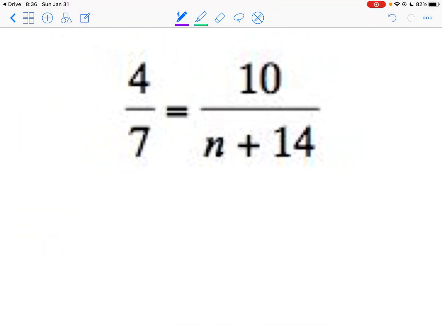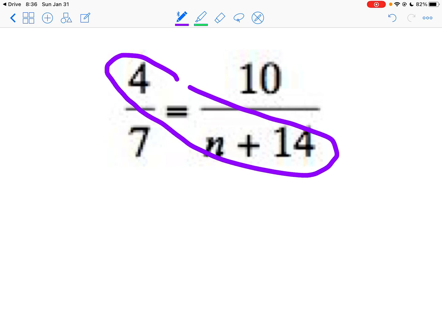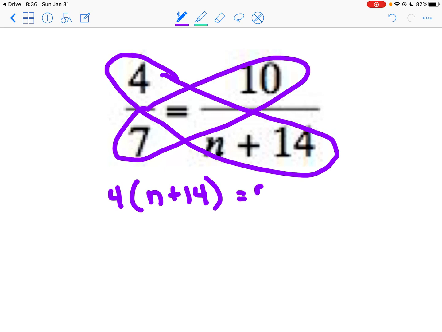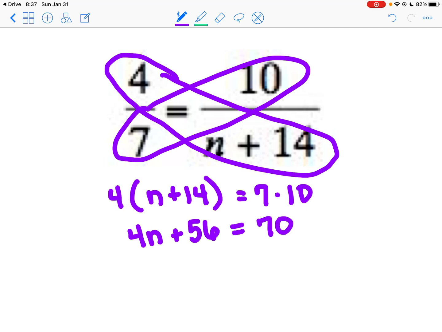So sometimes it takes a little bit more work than that. So on this one, as I go to multiply, I notice that there's two terms on the bottom of this second ratio. So that's going to be 4 times n plus 14, and that's going to be equal to 7 times 10. So if I have two terms, both of those terms have to be multiplied by the 4 that was across from it. So it's exactly like the distributive property here. So I have 4 times n is 4n, and then 4 times 14 is 56. So 4n plus 56 equals, and then 7 times 10 is 70.